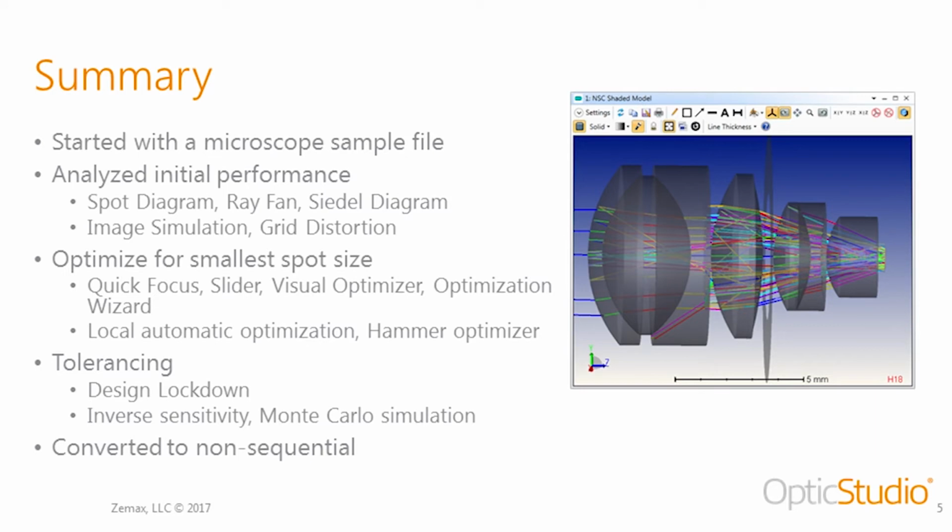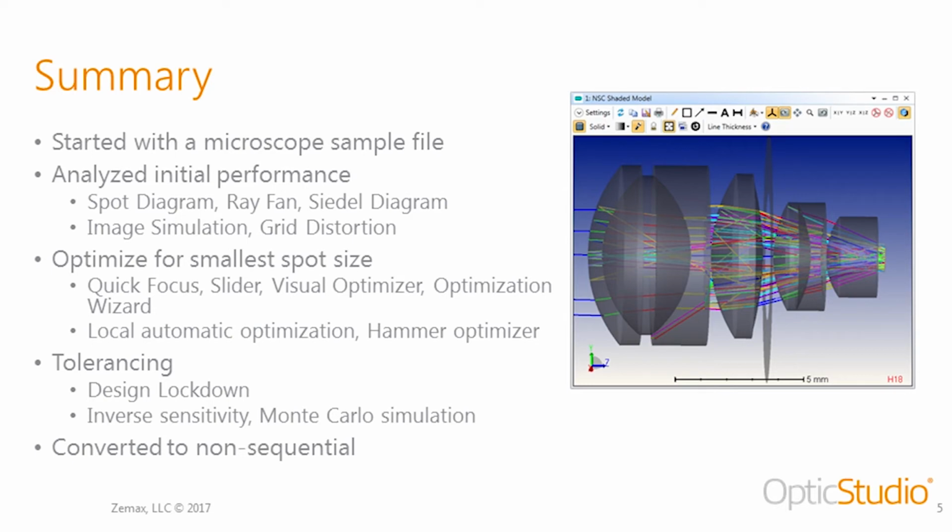All right, so that's the end of what I have planned for the demonstration here. We ran through quite a few different OpticStudio tools, but just to summarize, we started with a microscope sample file, and we analyzed the initial performance using the spot diagram, ray fan, and Seidel diagram tools. We also used some full field tools, including image simulation and grid distortion. Then we optimized for the smallest spot size. We started with manual optimization tools called the quick focus tool, the slider, and the visual optimizer.